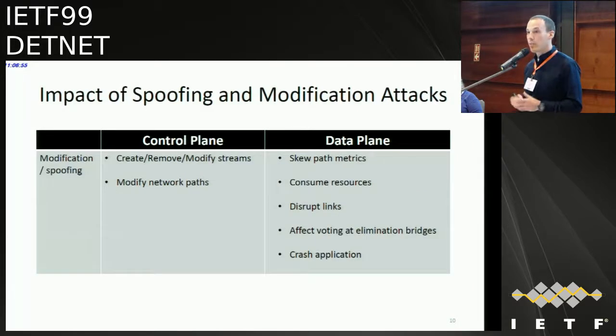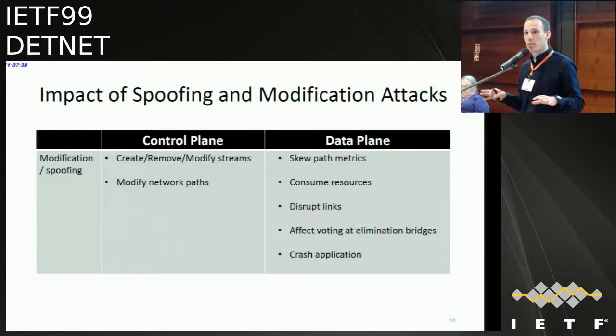Other types of attacks which may be considered are modification or spoofing attacks. First of all, in terms of the control plane, obviously, any control plane message that can be used to create, remove, or modify flows, once these messages are compromised, that means the attacker can perform these operations. On the data plane, if the attackers perform a modification or spoofing attack, that means basically they can use resources of the network that were not intended for them. Okay, so that's basically the impact in terms of the data plane.